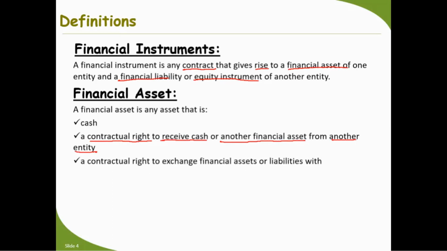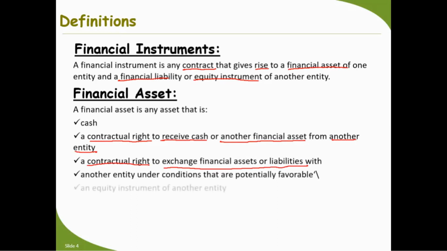Again, it could be a contractual right to exchange financial assets or liabilities with another entity under conditions that are potentially favorable. So if you are getting favorable terms in your contractual right, it is again a financial asset. And you may have a right to get an equity instrument of another entity. So in all these cases, you have a financial asset.